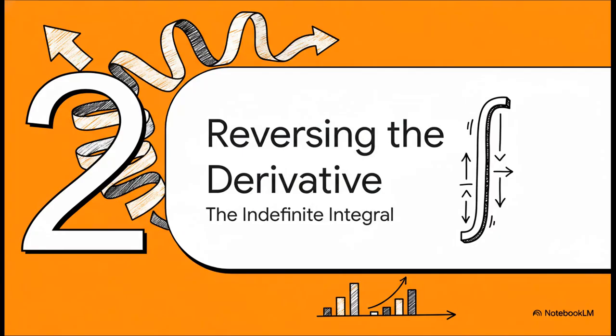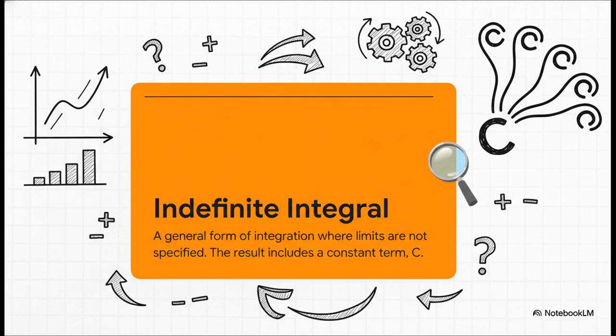Okay, so with that concept in our back pocket, let's move into section 2. We're going to get a little more formal now and give this idea of reversing the derivative its proper mathematical name, the indefinite integral. What you're looking at here is the formal definition. The indefinite integral, or as it's also called, the antiderivative, basically asks one simple question: what original function, which we'll call capital F of x, would I have to differentiate to end up with the function I started with, little f of x?